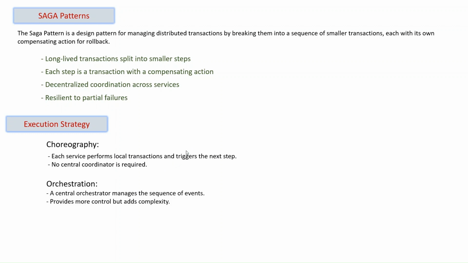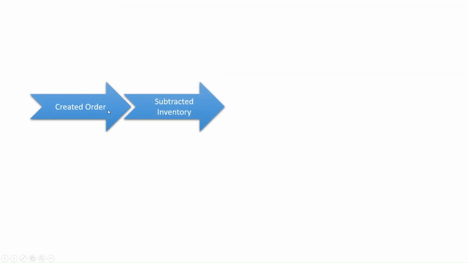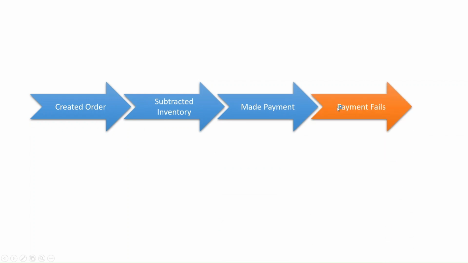Let's understand this with an order service example. For example, you created an order, you subtracted the inventory from your store against that order, and you made the payment, and from your payment service you issue the call to your payment gateway. For some reason, if your payment fails, then there is no use in subtracting the inventory or keeping the order intact in your system. So the Saga pattern compensates the transactions to maintain the consistency of the data here.